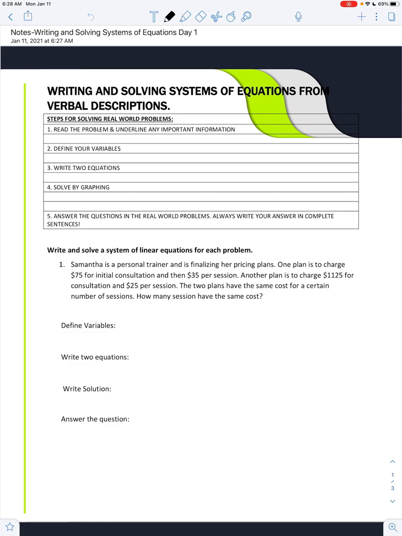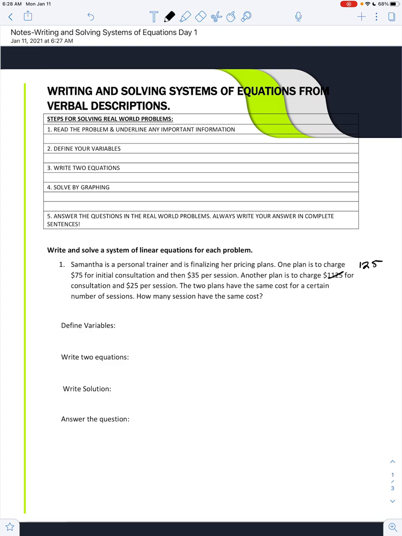Samantha is a personal trainer and is finalizing her pricing plans. One plan is to charge $75 for initial consultation and then $35 per session. Another plan is to charge $125 for consultation and $25 per session. The two plans have the same cost for a certain number of sessions. How many sessions have the same cost?